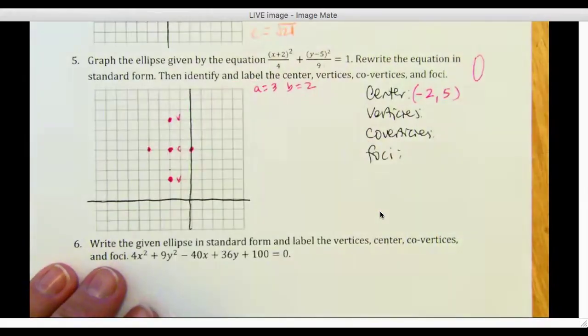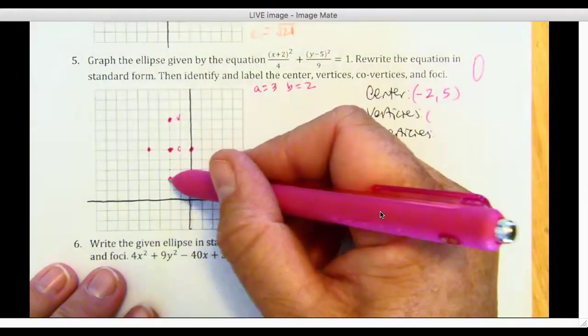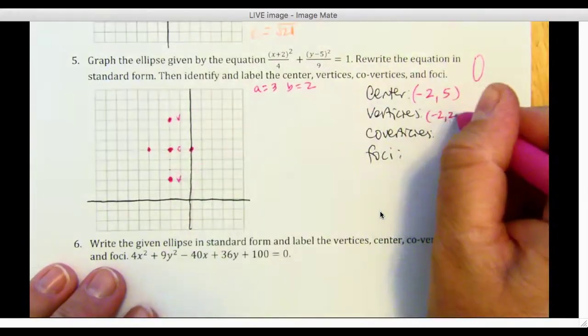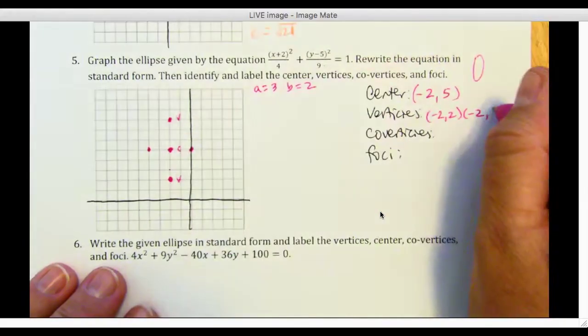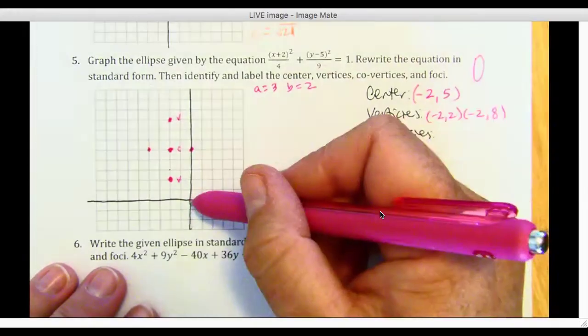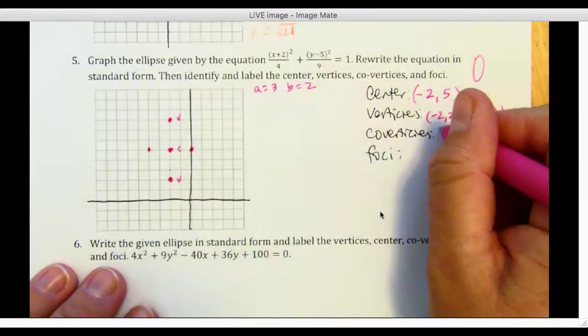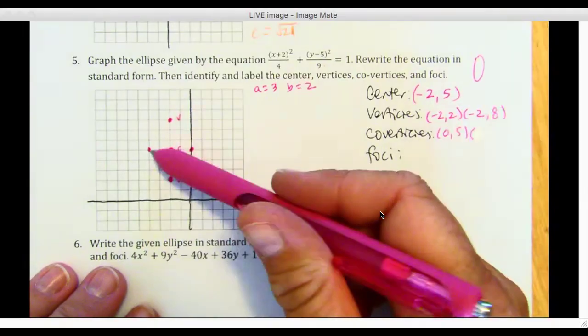Before I go any further, I'm going to go ahead and write those points. My vertices were at negative 2, 2, and negative 2, this was 5, plus 3 would be 8. And then my co-vertices were at 0, 5, and negative 4, 5.